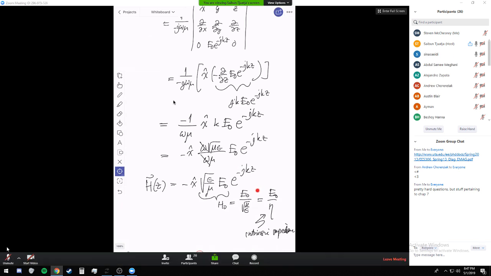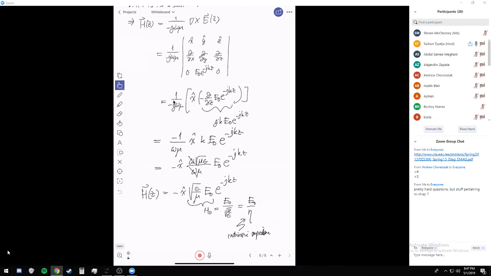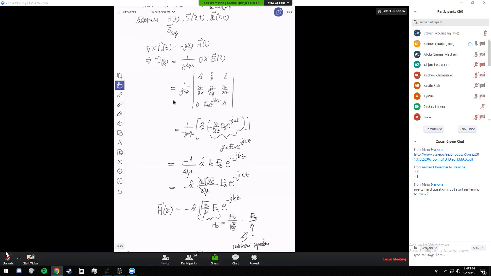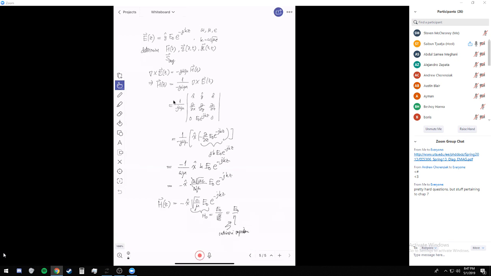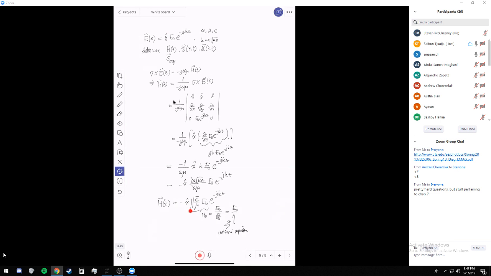Yes, indeed. If you know, for example, here, the E field, right? What happened to the E field? The E field is polarized in what direction? So the E field is Y hat. The E field is polarized in Y, the H field is polarized in negative X, and the propagation direction is in the Z direction. These are all related.